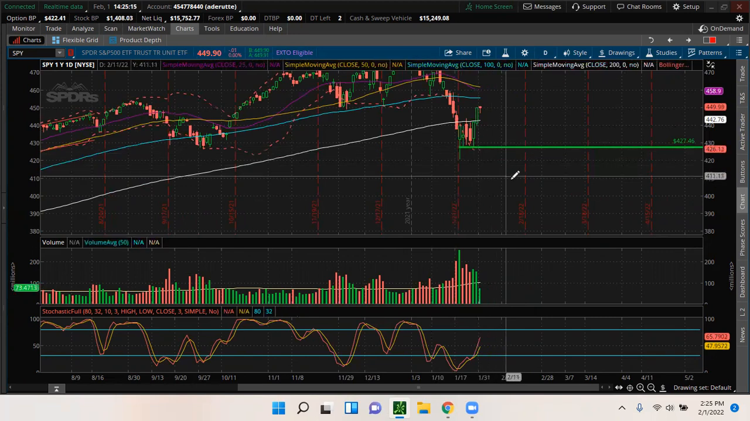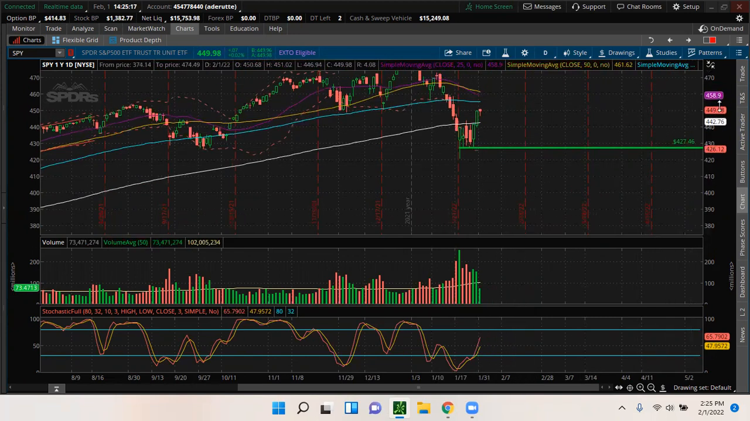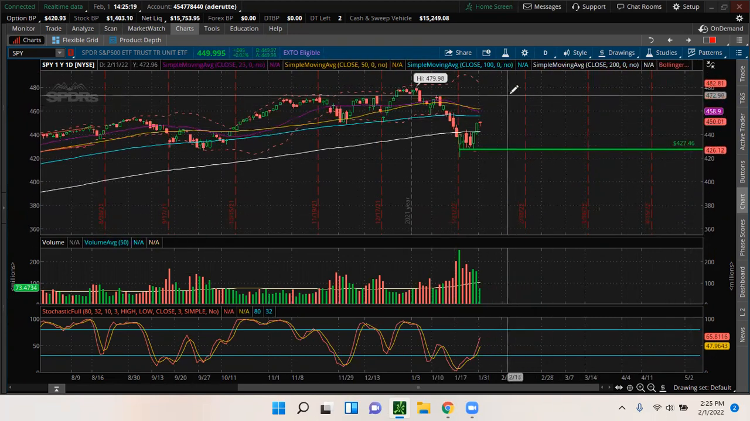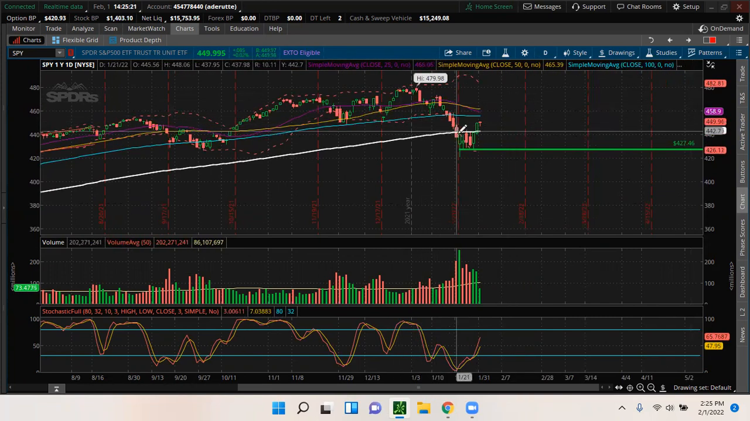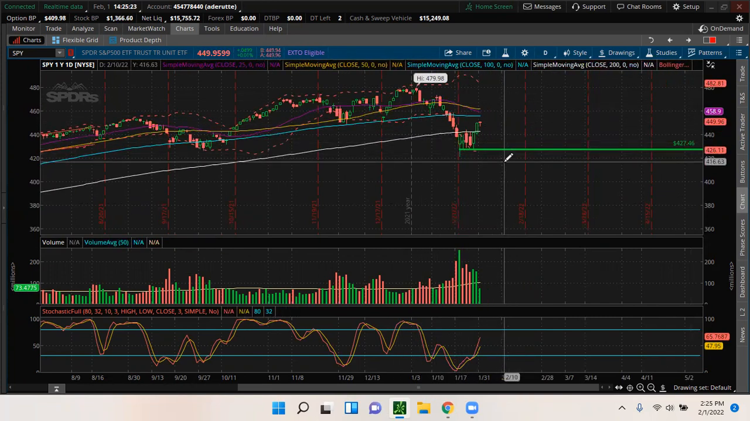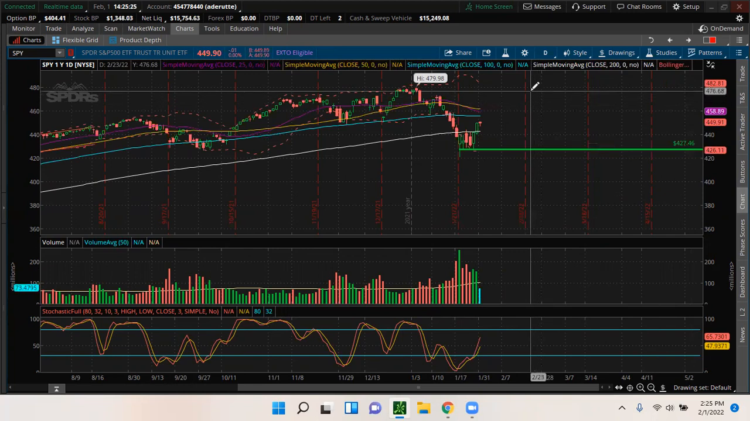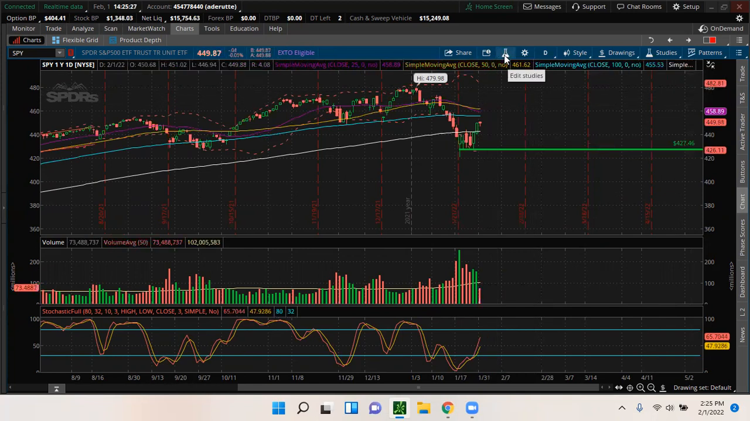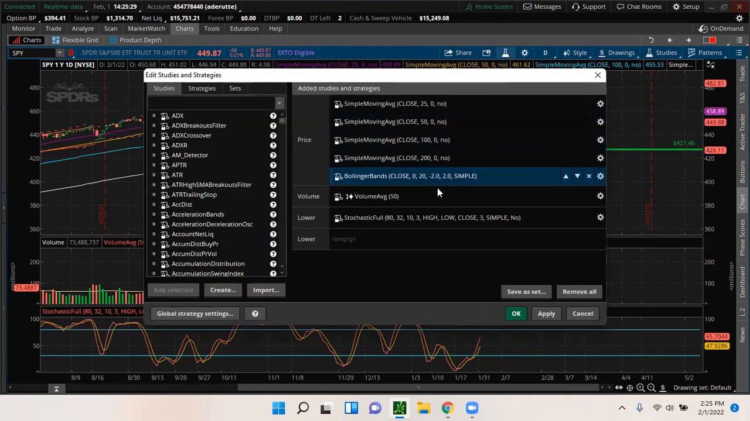Is that your Bollinger Band, for how many days and what standard deviation? It's two standard deviations, and it's on the daily chart. Got it. Yeah, if you guys want to edit that, you can just go into edit studies, and here you'll see the Bollinger Band for 20 days. Yes, the 20-day moving average is the middle line, and then two standard deviations up and down.